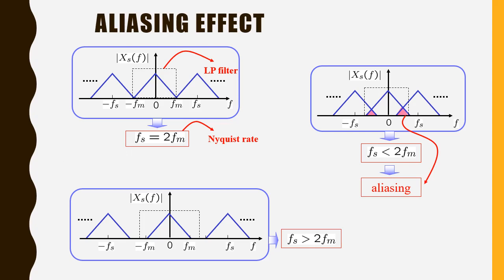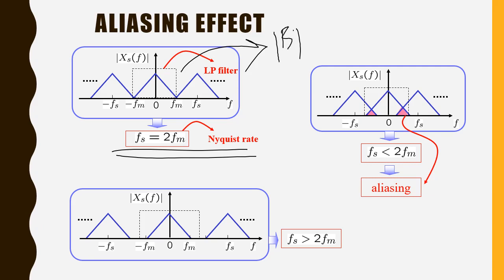The same thing applies here with the aliasing effect. Consider what happens to the low pass filter when it wants to reconstruct. If we are at the Nyquist rate, it is very easy for the low pass filter to have the bandwidth limitation applied, and within that bandwidth I can reconstruct the original message signal.